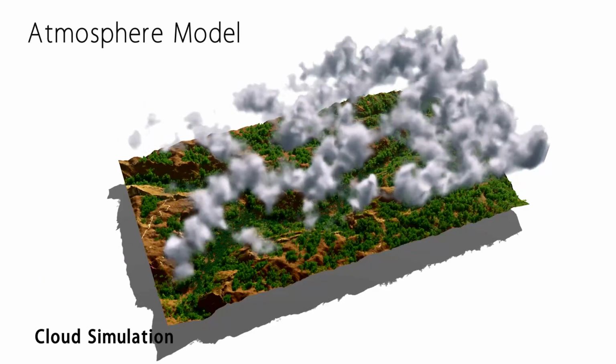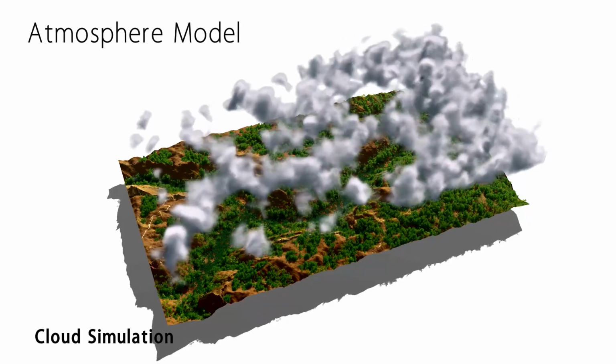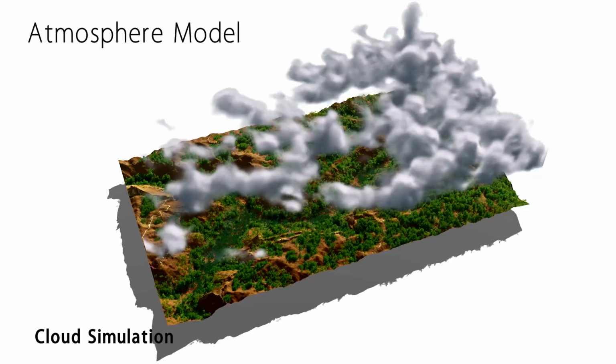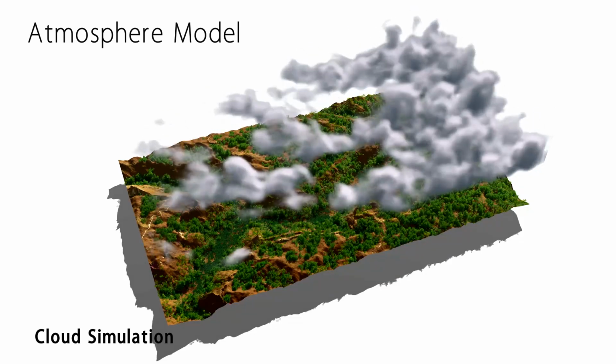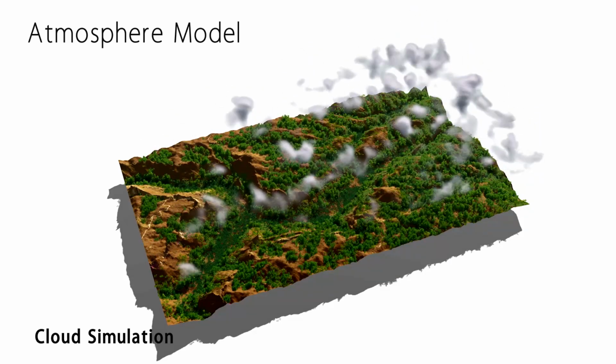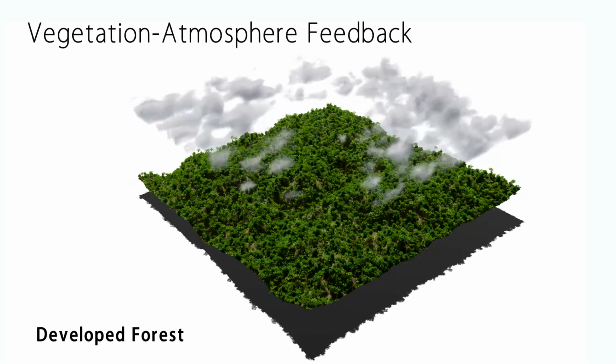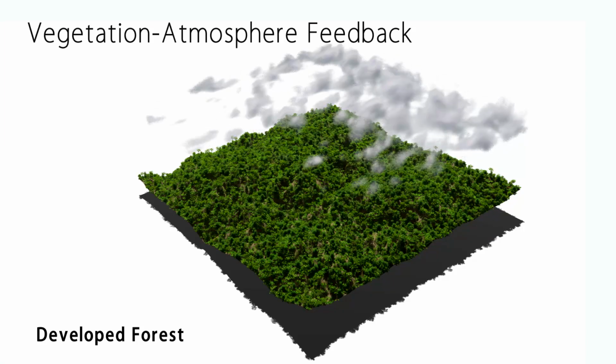The weather model allows us to describe a plausible atmosphere and can be used to generate visually realistic cloud formation dynamics. In our model, we couple vegetation and atmosphere by simulating the water cycle.